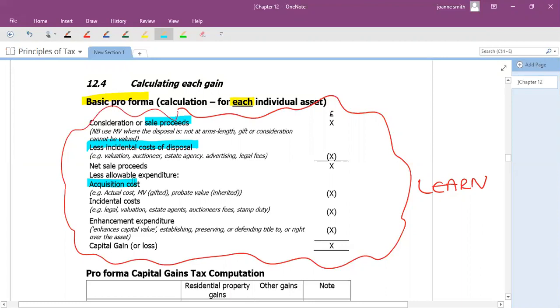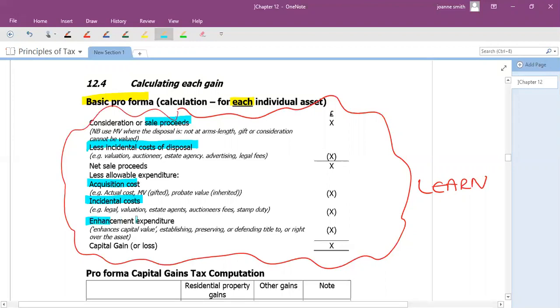What did the warehouse cost? And then any other costs that you incurred at the purchase date. So did you have to pay any legal fees? Were you required to pay an auctioneer fee? Did you have to pay any stamp duty? So in simple terms, what did I sell it for? What cost did I incur to buy and sell it?